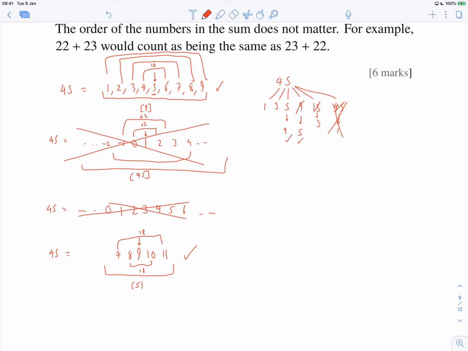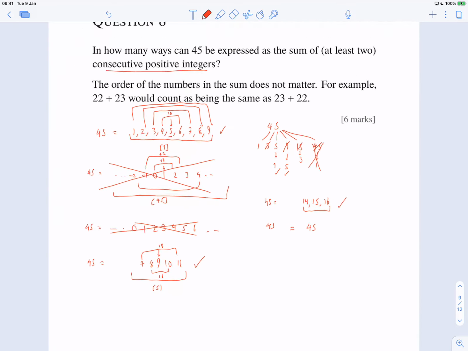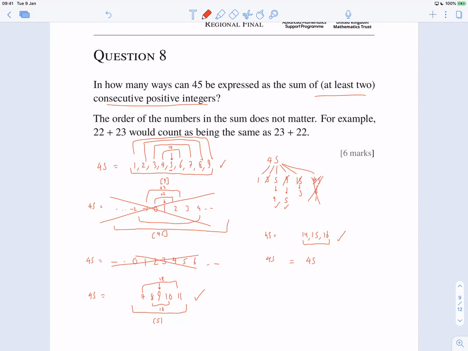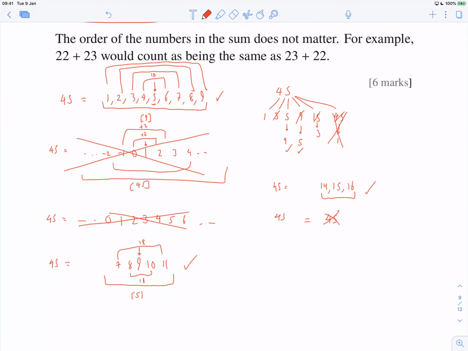What about 45 divided by 3? Well, that's 15, so can I have 45 with 15 in the middle? Well, yeah, I just have to add 30, and that's easy. That's 14 and 16. They're consecutive, so that one works as well. And 45 divided by 1 is 45. Well, yeah, 45 is just itself, but it's at least 2, so that's not going to work.